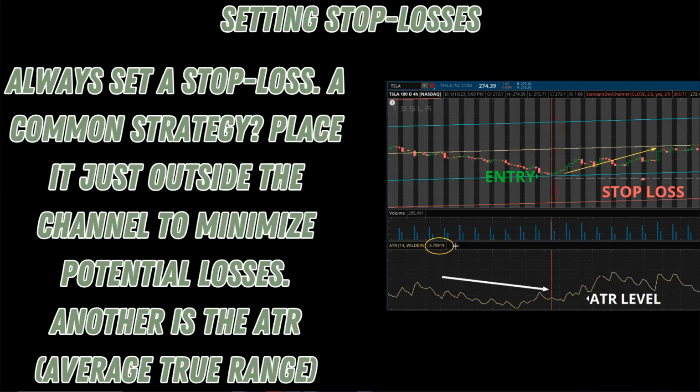So you can use the average true range as a way to give yourself a stop loss if you're not too good at setting stop losses, or you always wonder where to put it. The ATR is a good indicator to help you guys out with that. Right, so that's some of the ways to set a stop loss on this play, because as always, risk management is very important.